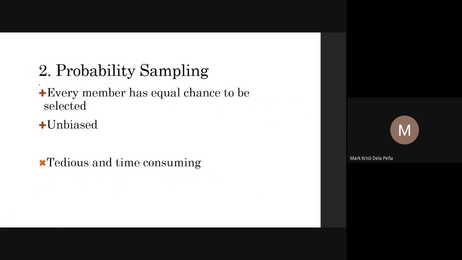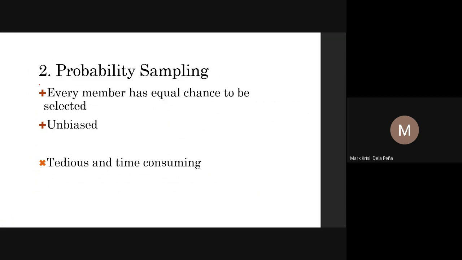Then we have probability sampling. Here, every member has an equal chance to be selected. Because we use probabilistic methods, it's unbiased because it's not subjective. However, it would be tedious. There are a lot of things to do, from the calculation to the selection process, and it's time consuming.